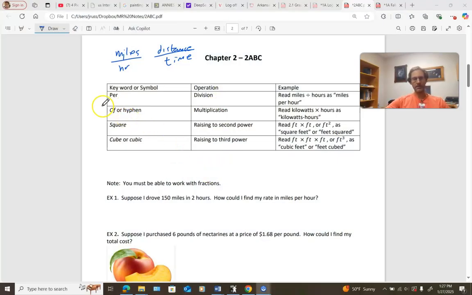All right, let's look at the next key word, of. Of denotes multiplication. For example, if I want to figure out what 50% of 20 is, the word of means I would multiply 50% by 20. Of course, I would need to convert 50% into a decimal. It would be 0.5, and then multiply that by 20, and I would get 10. So whenever you see the word of, think about multiplication.